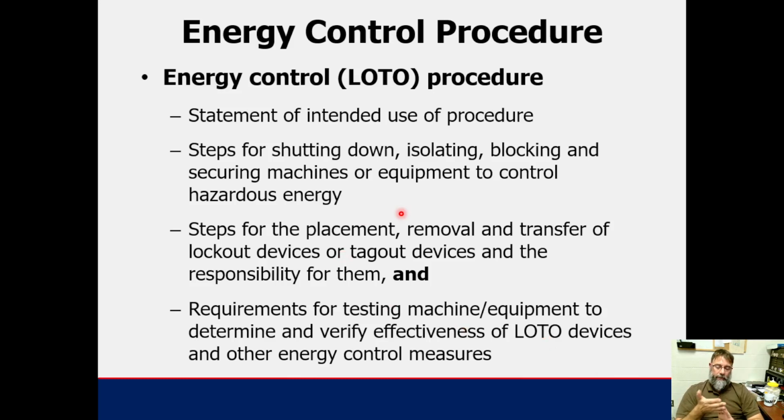With anything OSHA related, there has to be a procedure. In this case, you have to have the intended use of the procedure, steps for shutting the machine down, isolating it, things of that nature, the procedures for the placement of your lockout tagout device, and then the requirements of testing the equipment to determine if the lockout tagout has been effective. So if you lock a machine out and there is some way to get around that lockout, then obviously that lockout is not effective.